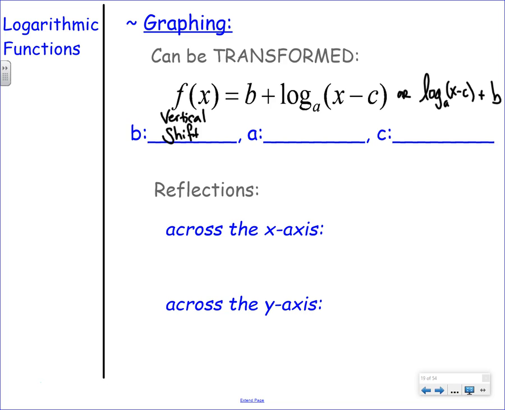What's going on with the C when you add or subtract on the inside? Oh, on the inside though. Yeah, horizontal shift.